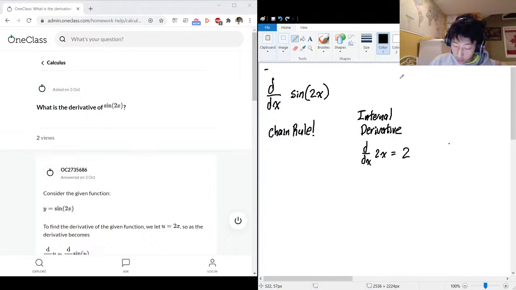So that is equal to, well, what's the derivative of sine? The derivative of sine is cos, positive cos. So let's just put that in as a positive cos. When you're doing the chain rule, for your external derivative you keep the inside the same. So 2x stays the same, but you multiply with the internal derivative, which in this case is 2.